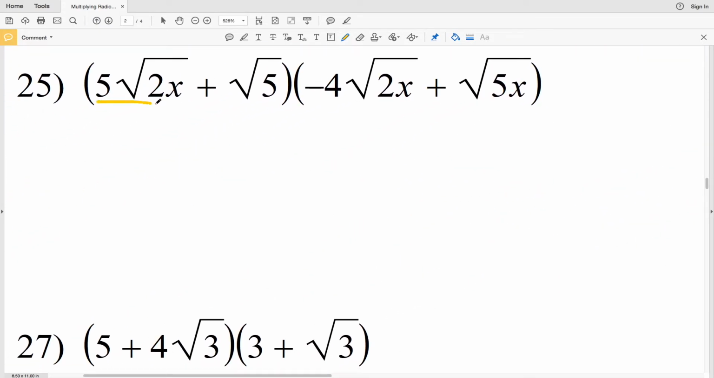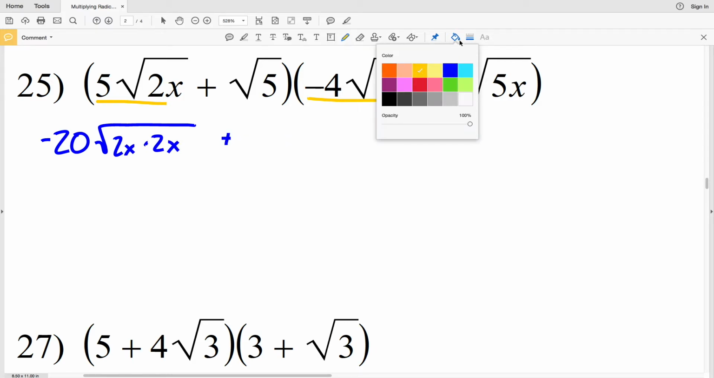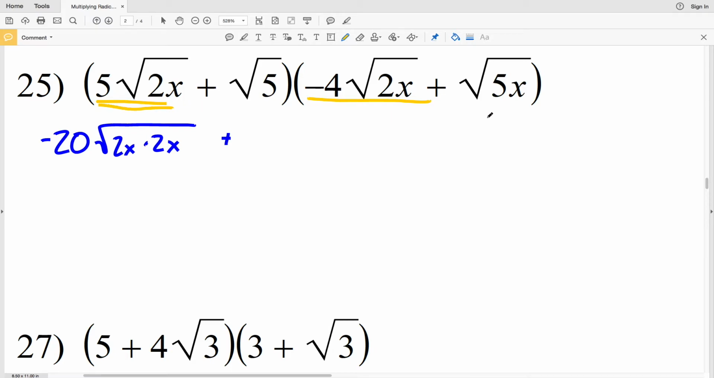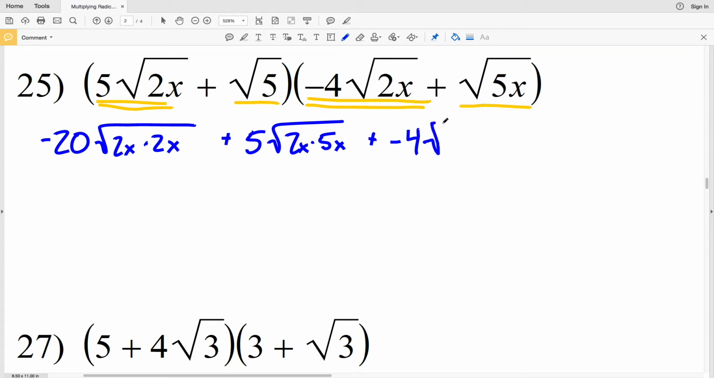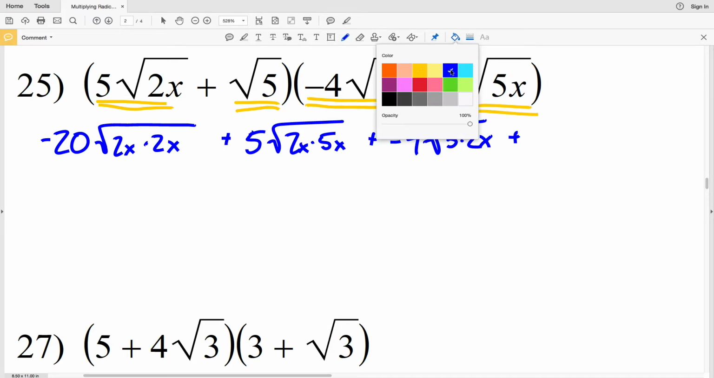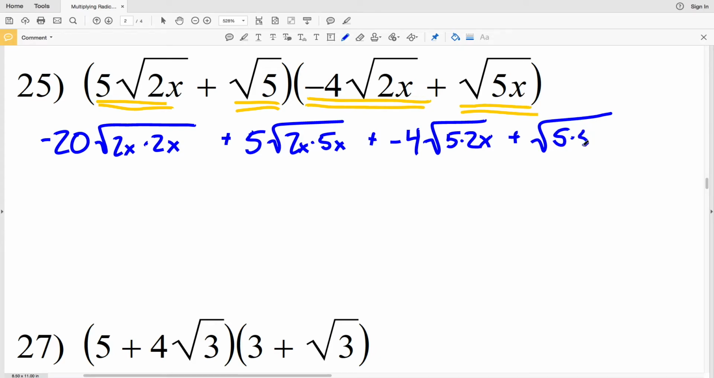In number 25, multiplying my first two terms together, I'll have 5 times negative 4, which is negative 20, and then I'll multiply that by 2x times 2x, and then I'll add that to my outside terms, 5 times the square root of 2x times the square root of 5x, which is 5 times the square root of 2x times 5x, and then I'll add that to my inside terms, which is the square root of 5 times negative 4 times the square root of 2x, which is negative 4 times the square root of 5 times 2x, and then I'll add that to my last terms, the square root of 5 times the square root of 5x. So that's the square root of 5 times 5x.